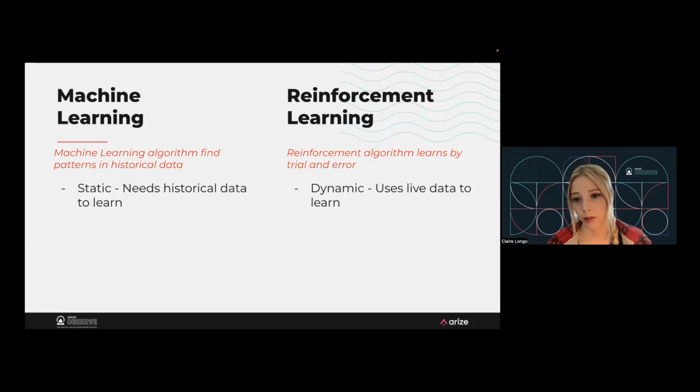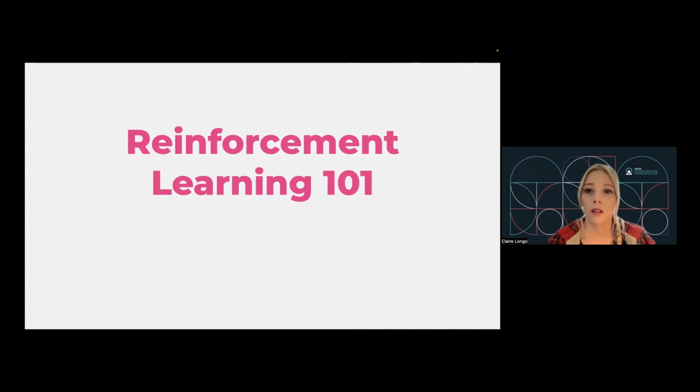Reinforcement learning, alternatively, is a live learning algorithm. It learns from trial and error. It doesn't need any historical data to learn, although that can be helpful in some situations. Instead, it relies on introducing new patterns into an environment and learning from the response of those patterns, learning from how the environment responds. So let's dive into reinforcement learning a little bit more.